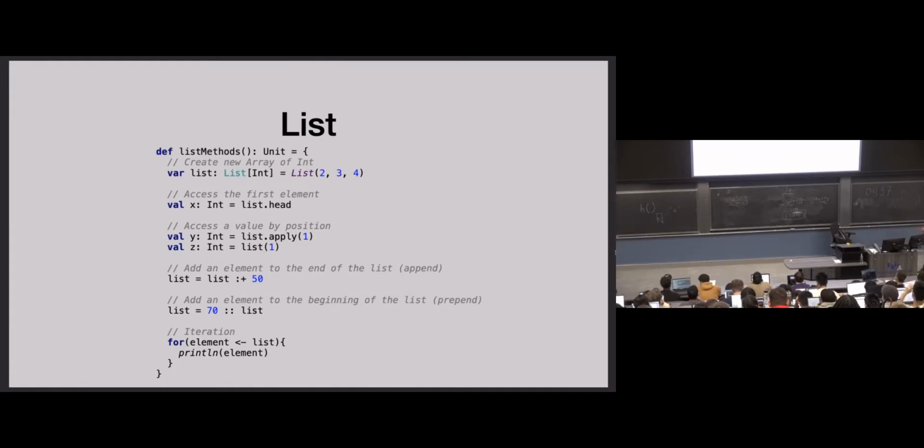So lists, the first line, pretty similar to arrays. I'm going to create a list of ints, create a variable named list of that type, and create a new list using just list of the initial values that I want. So list containing the values 2, 3, 4, just like our array with the values 2, 3, 4, same idea.